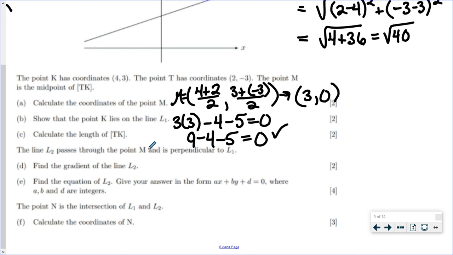The line L2 passes through the point M and is perpendicular to L1. Find the gradient of the line L2.